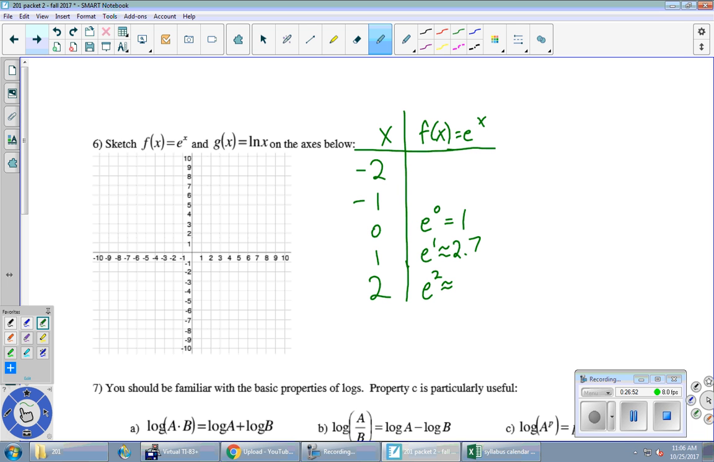Somebody give me e squared. What is it? 7.4? Okay. All right, and then up here, e to the -1, that's really just 1 over e. 1 over 2.7, somebody with a calculator? 0.37, we'll call that 0.4. And then e to the -2. What is it? 0.14, okay.